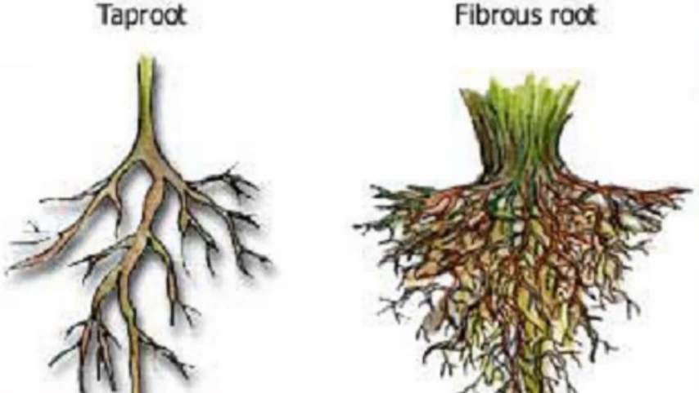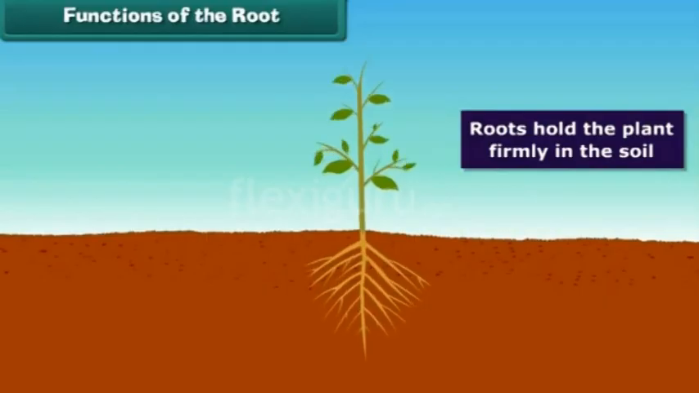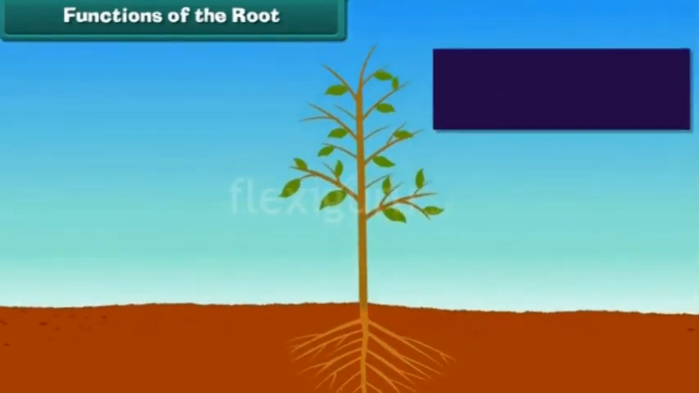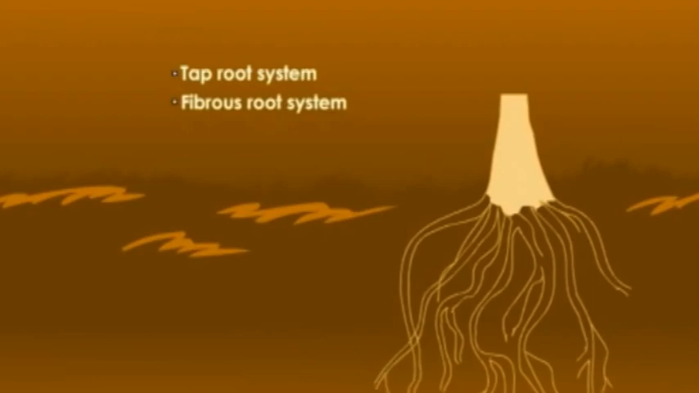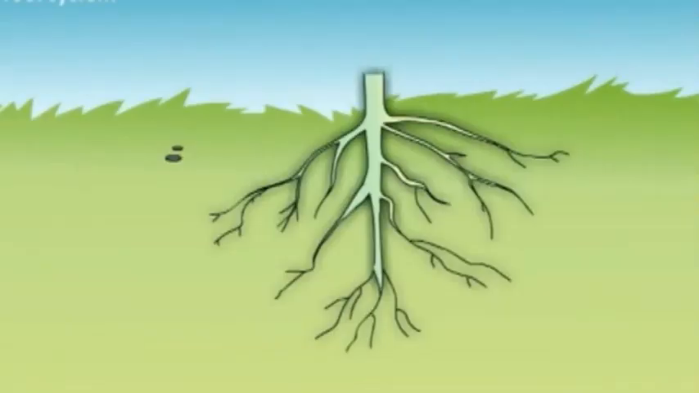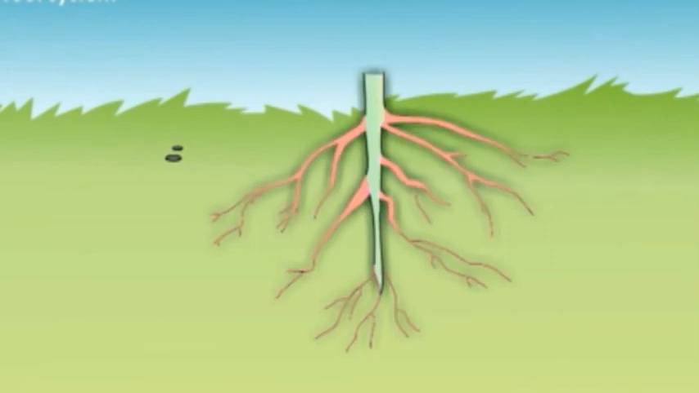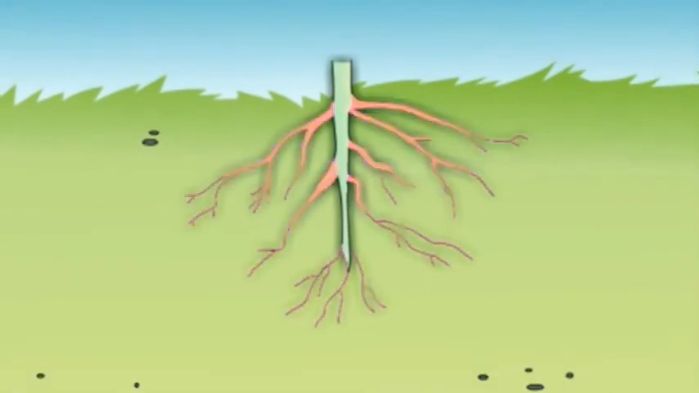We are going to study about the root. Root is a part of a plant that grows under the soil. There are two major types of roots, that is taproot and fibrous root. Let's talk about the taproot in detail. This type of root has a main root which grows from the base of the stem and produces many smaller side branches. These branches are called as secondary roots.